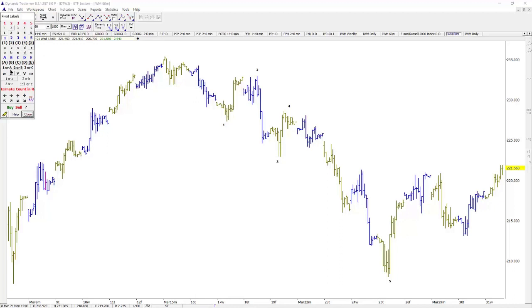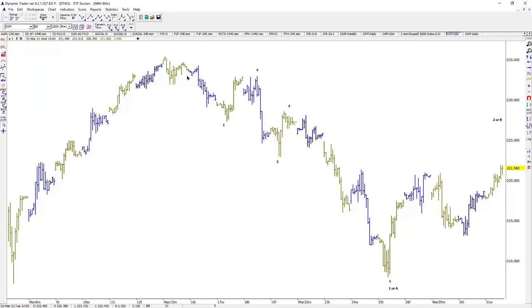So our subdivisions helped us to identify that this is an impulsive trend down. It's making a 2 or B at some point in time. When that is complete, we should then have a 3 or C decline. So we'd be looking at our subdivisions to help us identify the end of this correction.